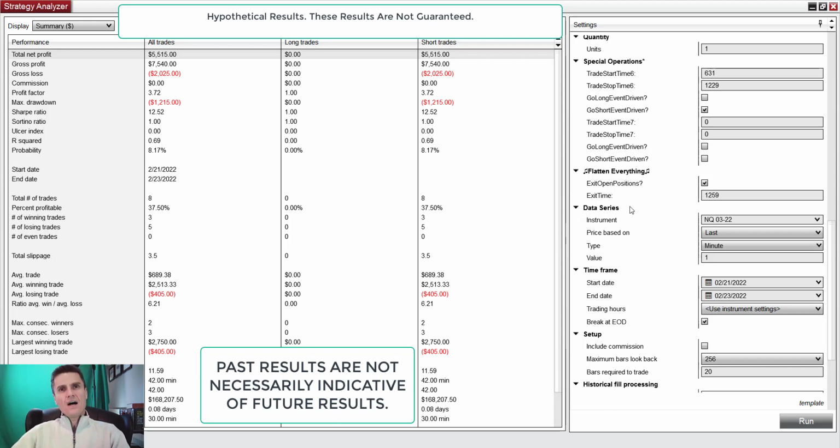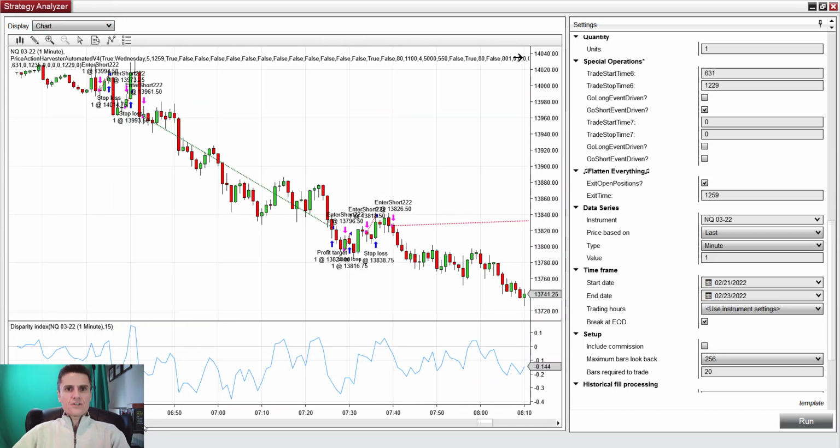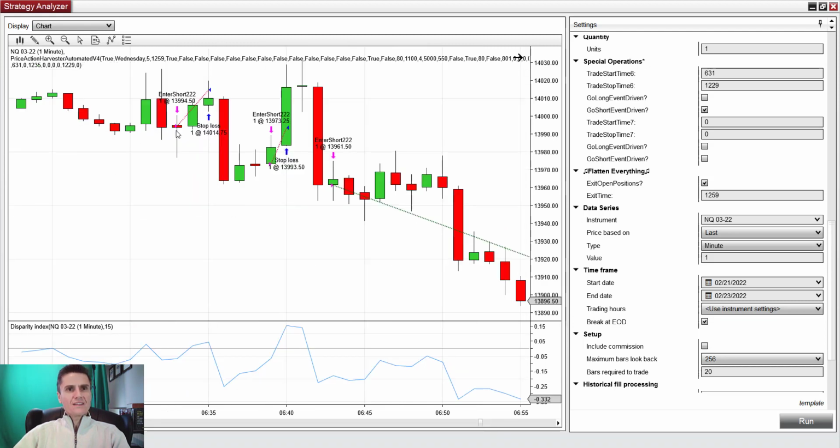Okay, so this is what it is. Let's take a look at the chart. And so let's see what happened on the chart. Okay, so this is how it started trading. It had a couple of losses right off the bat. Okay, so it had a loss here, bam, took out the stop. Let me zoom in so you guys can see everything correctly. Okay, took out the stop.